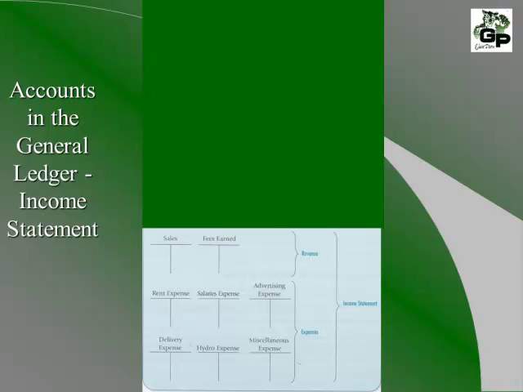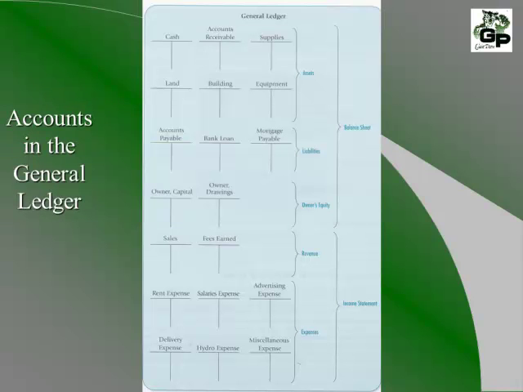Now we want to take a look at accounts that are in the income statement section of the general ledger. This is where we have our revenue and our expenses. And when you put these all together, you can see that you have the parentheses on the right hand side where we can say that assets, liabilities, and owner's equity all belong on the balance sheet, and revenue and expenses belong on the income statement.